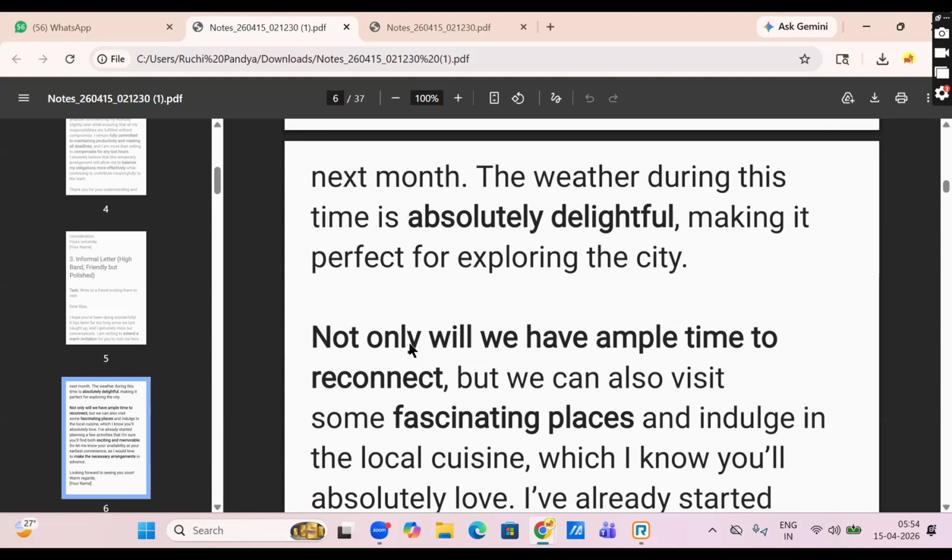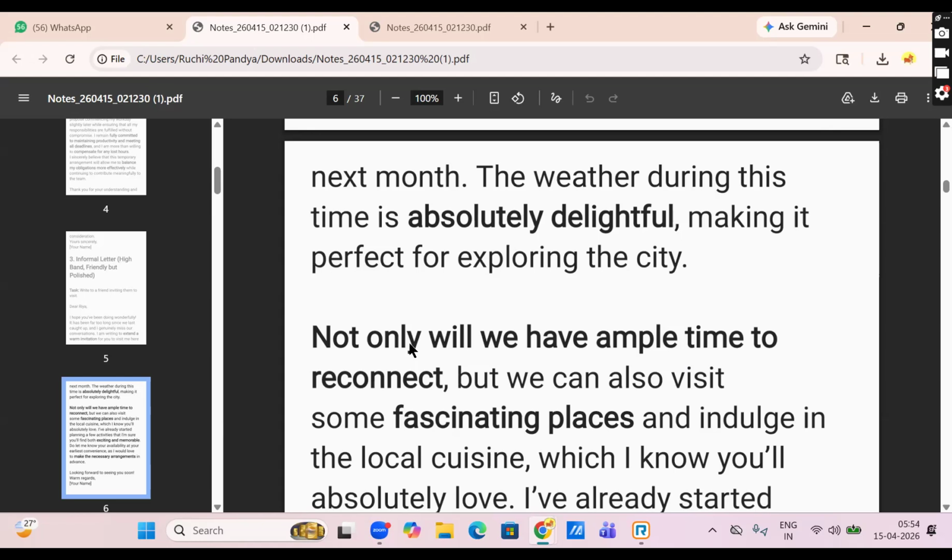Nilay: Yeah, so I guess that particular sentence, will we have ample time to reconnect, is not like 100% decided yet. So still it is in the future. It is something we are planning, right? But it is not a certain thing. That is why "will we have ample time to reconnect", as well as "but we can also visit". So both things are not decided, or it is not sure that it is going to happen 100%.